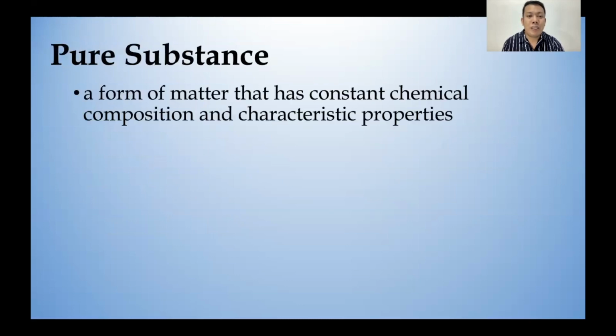So when we speak of pure substance, we're talking about a form of matter that has constant chemical composition and characteristic properties. When we speak of constant chemical composition, the chemical composition of this particular substance is the same all throughout. That's why the examples given a while ago are elements and compounds, because the composition of elements is constant all throughout, and same with compounds.